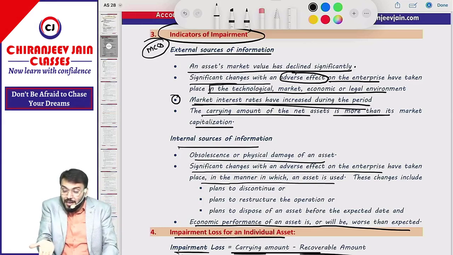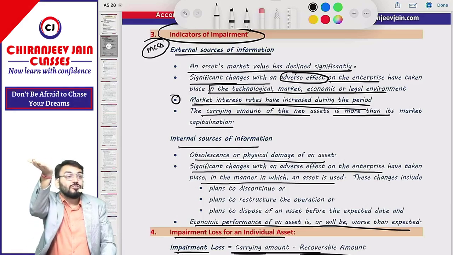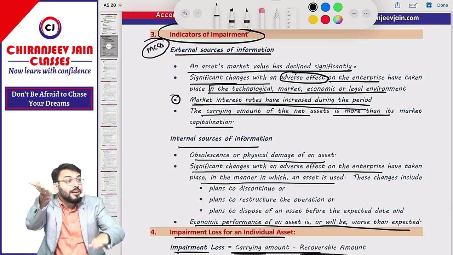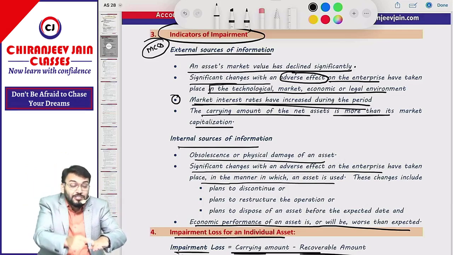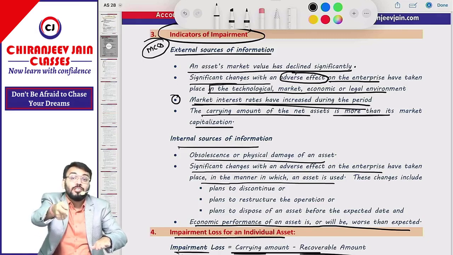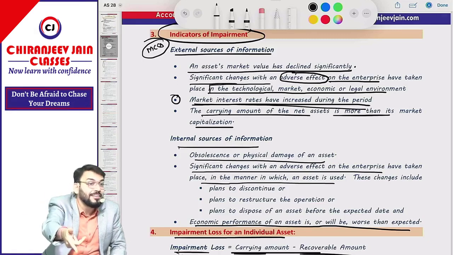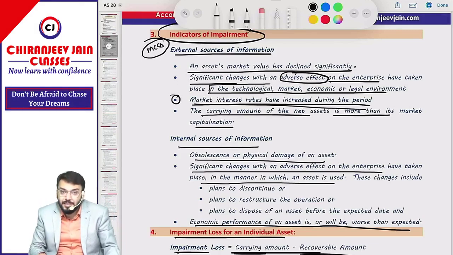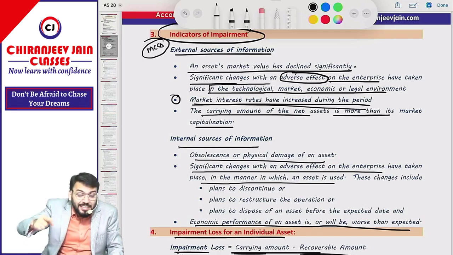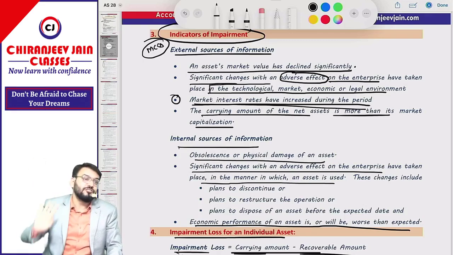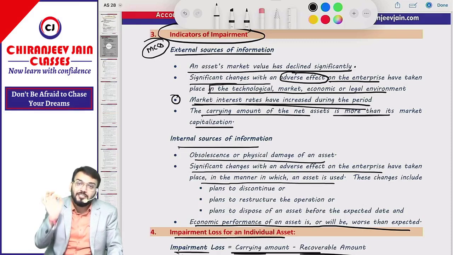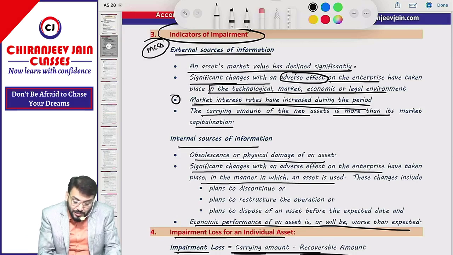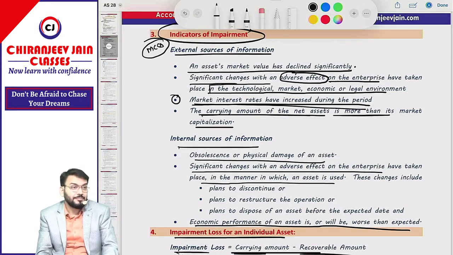So can I say when market rate of interest increases, your present value will decrease, which means value in use might be lower, because value in use is calculated from the present value point of view. It means recoverable amount can be lower than what? Carrying amount. It gives an indication that the asset might be impaired. Whenever market rate of interest has increased substantially, it indicates that the asset might be impaired. Understood?